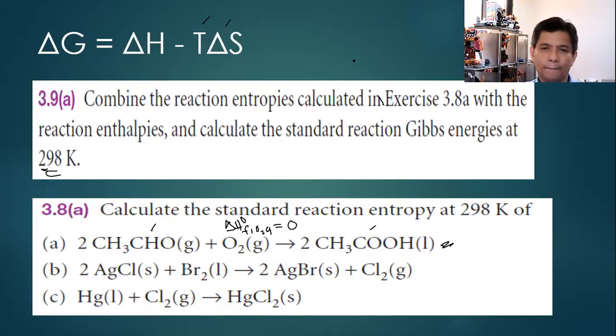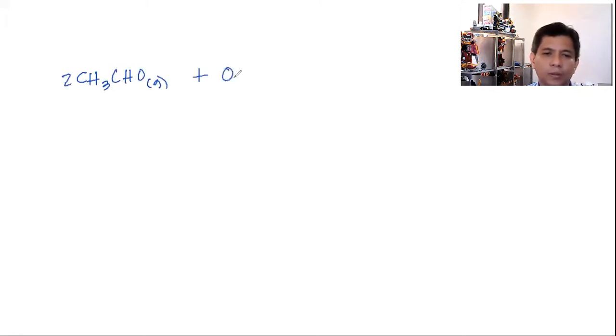Okay, so let me share a whiteboard. Okay, so first let's calculate the delta H of the reaction. So we have ethanol. It's gas, 2 mole nito, plus 1 mole ng oxygen, tapos 2 mole ng CH3COOH. This is your acetic acid liquid.